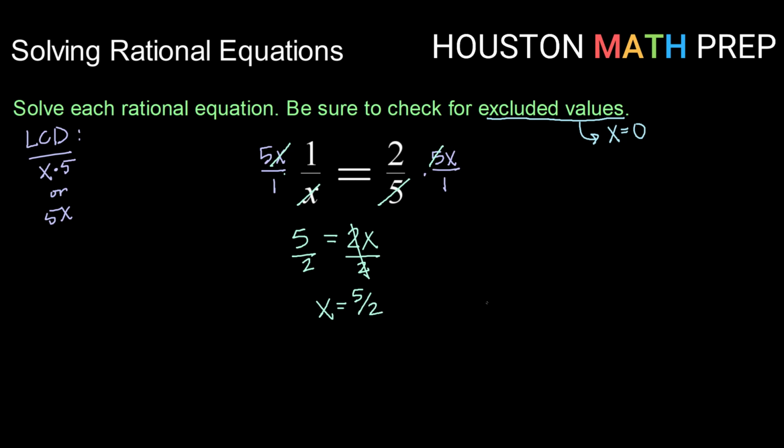Now remember though, we did have excluded values, so we need to get in the habit of making sure that our proposed solution was not listed in our excluded values. In this equation, our only value that was excluded was 0, and 5 over 2 is different than 0. So x equals 5 over 2 is our answer.